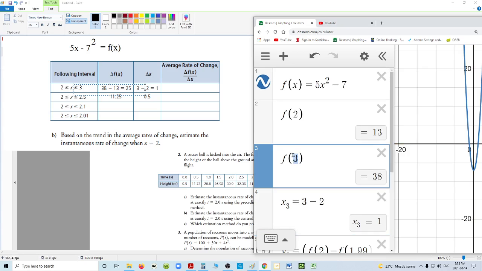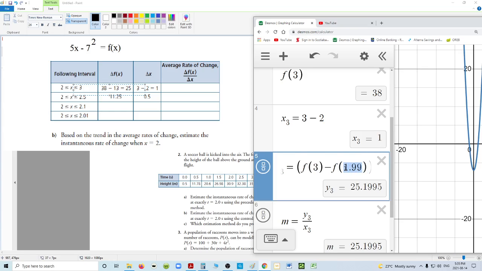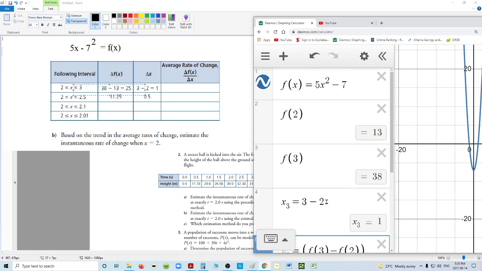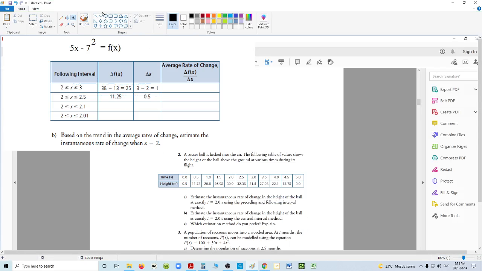We're looking at x is 3 and x is 2. And then here I'm taking my delta y. I'm making y3 the same as delta y, and I'm doing f3 minus f2. So that way it does it for us. And then I'm filling in my results. So obviously delta x is just 1, and delta y is 3. So we would put in our, see they've already done it here, 25 and 1.